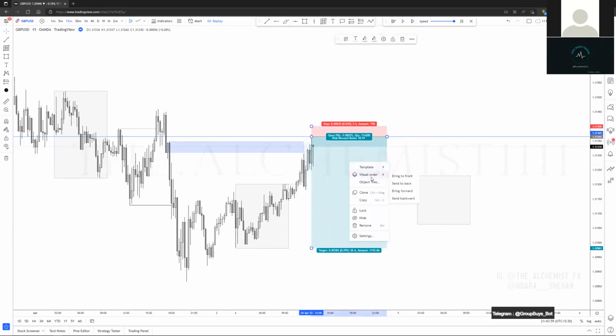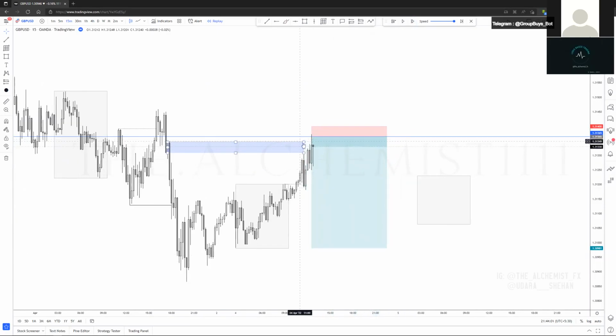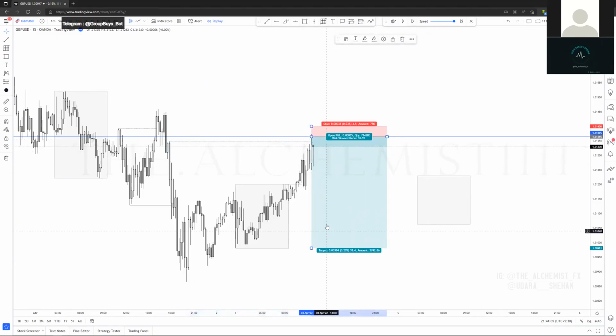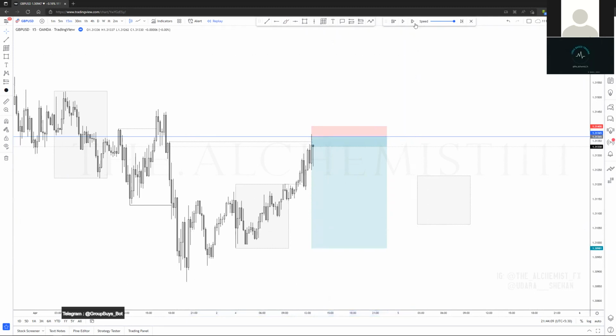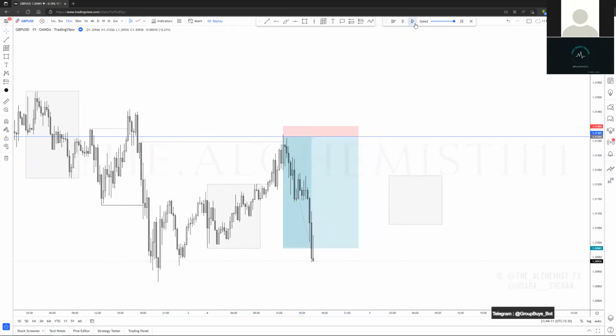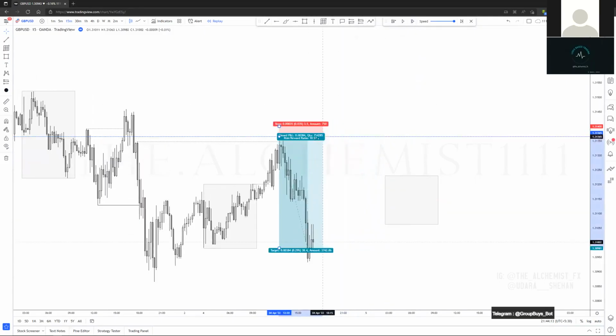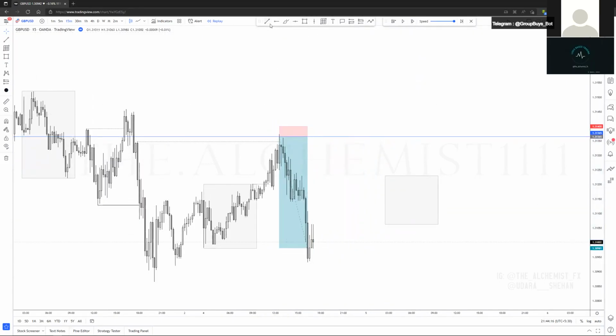Inducement, that inducement taken out. London opens at 12:30 p.m. for me. Look at the time when it got tapped in, right at 12:30, and then here comes the drop. So that's London Open. It opens at 12:30 p.m. for me. That's my time.